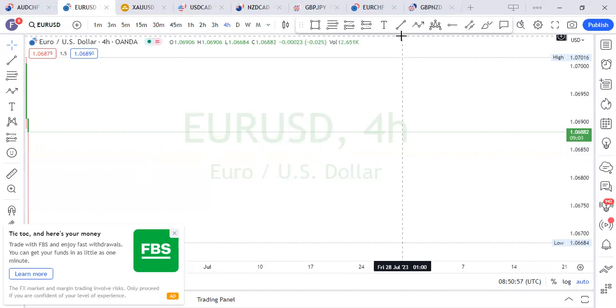Another name for a downtrend is called a bearish market.